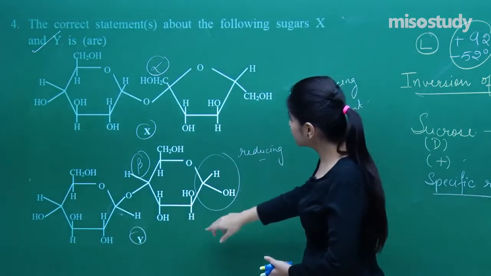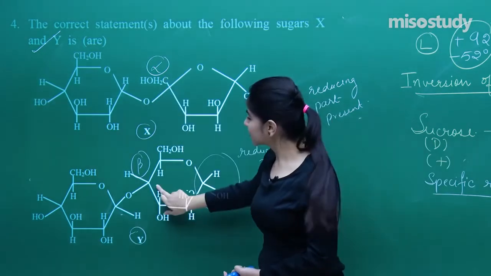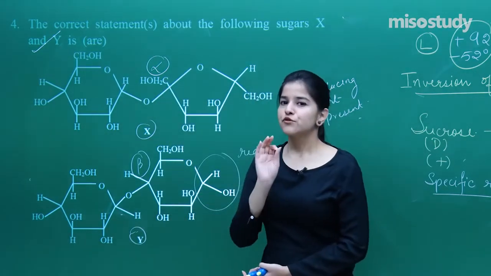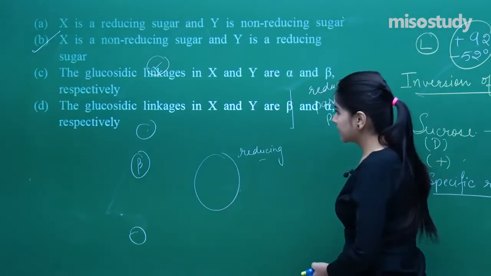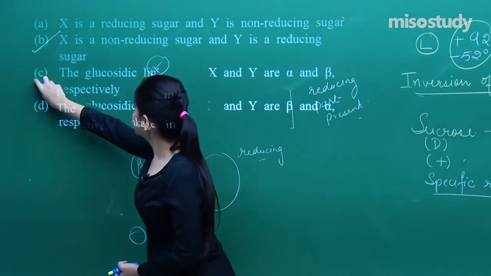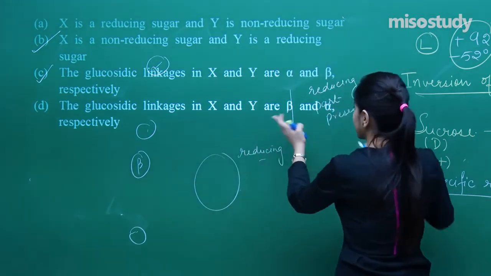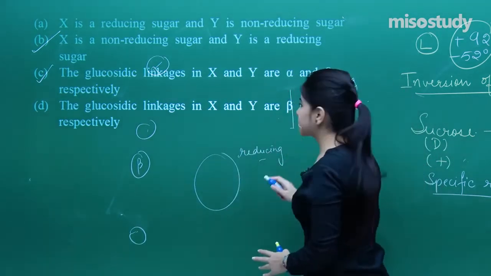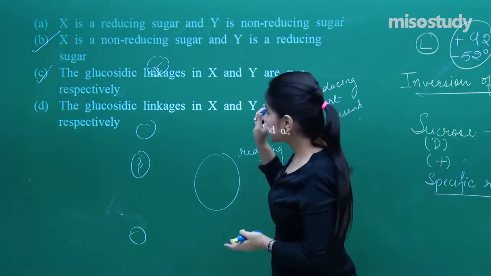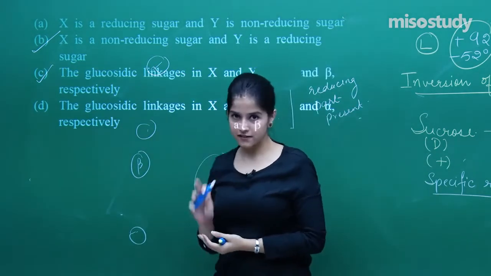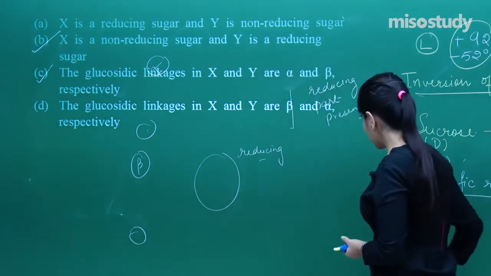So let us just observe. Here it was alpha, here it is beta linkage. So I hope everybody has got the answer here. This is also right. The glucosidic linkages in X and Y are beta and alpha respectively. That is not true. So I hope everybody has got the right answer. B and C are the answers for this question. It was pretty simple.